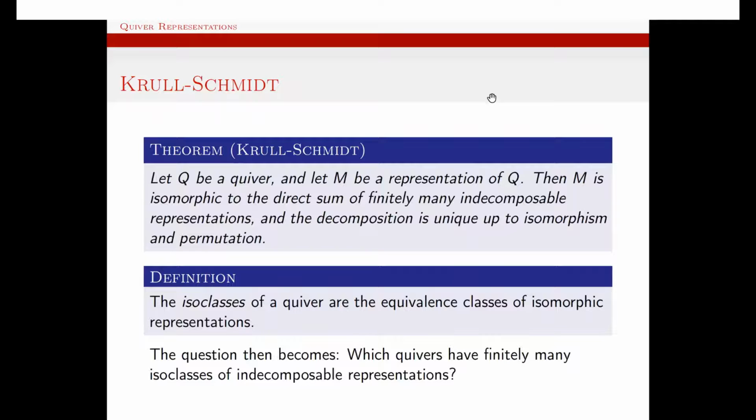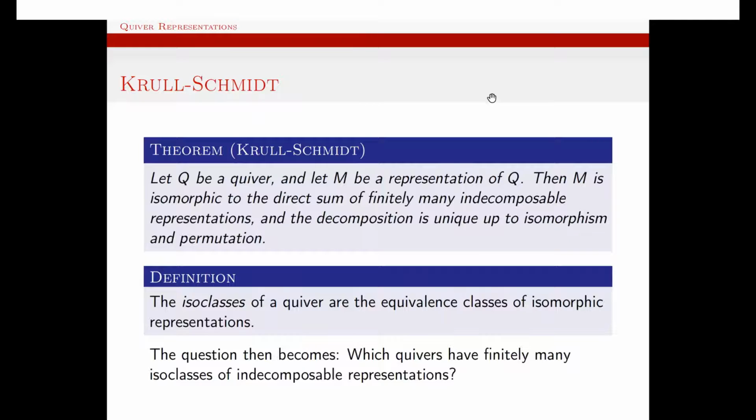What I showed in my thesis is that if we have a quiver with two edges between any two given vertices, either pointing in the same direction or pointing in opposite directions, then necessarily there will be infinitely many isoclasses of indecomposable representations. So we can already limit it down to just the quivers that have at most one edge between any two given vertices.